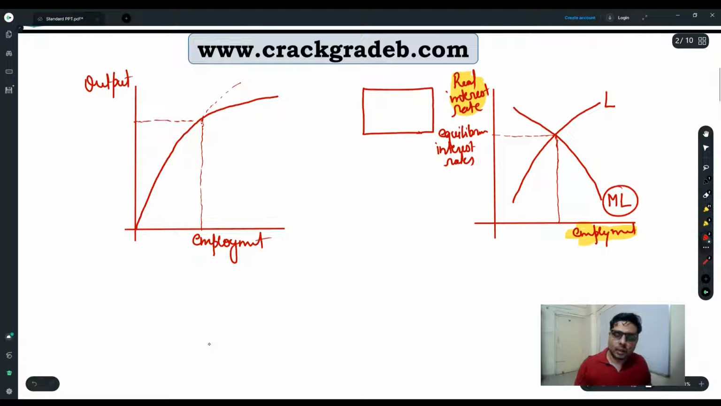Whereas the people who seek employment will always come because of the real wage rate. Sorry, I mentioned real interest rate, it is the real wage rate. I'm very sorry. Real wages means what you are actually going to get after inflation.